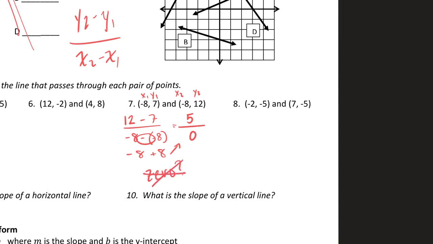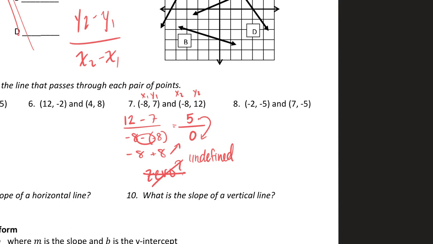No, the slope is not 0. That's the part that can be a little confusing. If you want, you can take your calculator and try to do 5 divided by 0. It's not going to work. It's not going to let you do that. It's going to give you an error. So what this means is the slope is not 0. The slope is that word we use called undefined.